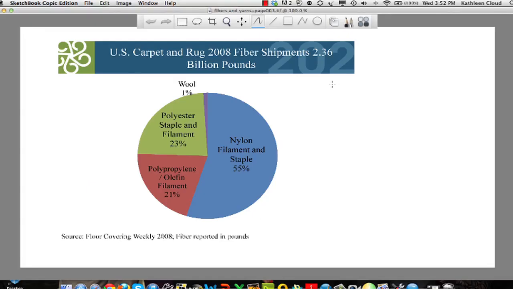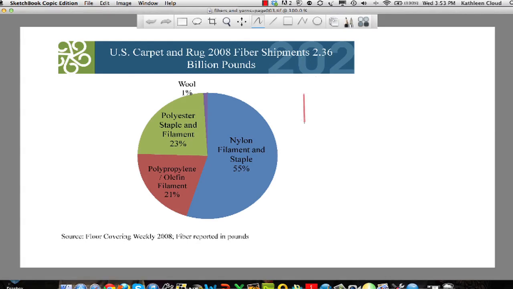Almost all carpet and rugs produced in the U.S. today are manufactured from one of 4 pile fibers listed here from the 2008 statistics. Nylon, of course, is the major fiber used in the carpet industry. Polypropylene or olefin, polyester, and wool are also used. Each fiber's variations affect its performance characteristics and its end use.